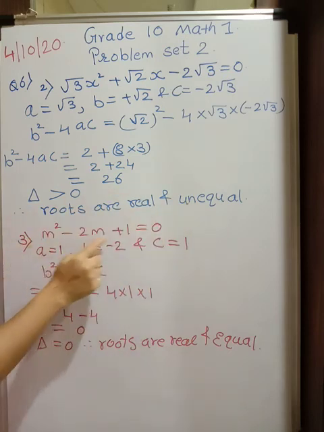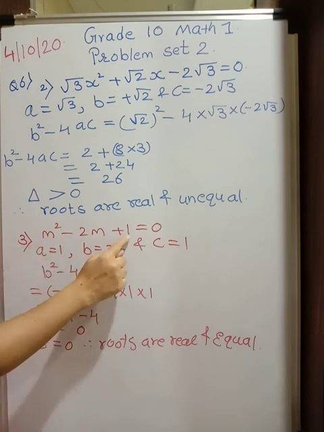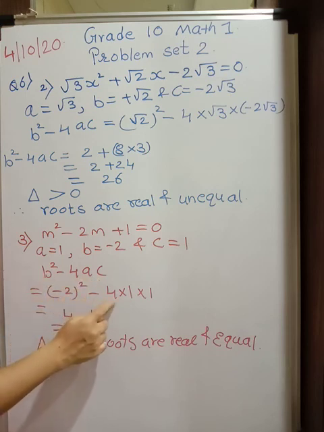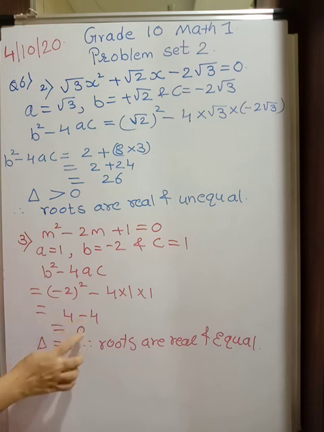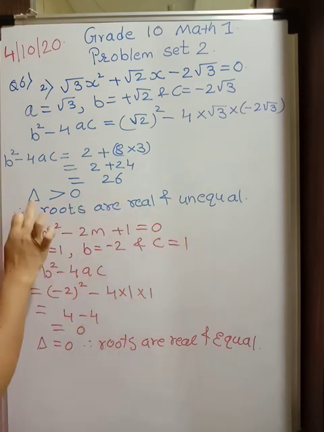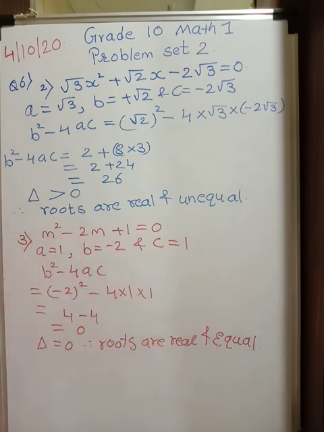m square minus 2m plus 1 is equal to 0. Here a is 1, b is minus 2, c is 1. Find the value of b square minus 4ac: minus 2 square minus 4 into 1 into 1. Minus 2 the whole square is 4, and 4 minus 4 is 0. Now we got delta as 0. So roots are real and equal. Real and unequal if delta is positive, real and equal if delta is 0. Is it clear? Okay. So this was your sixth question.